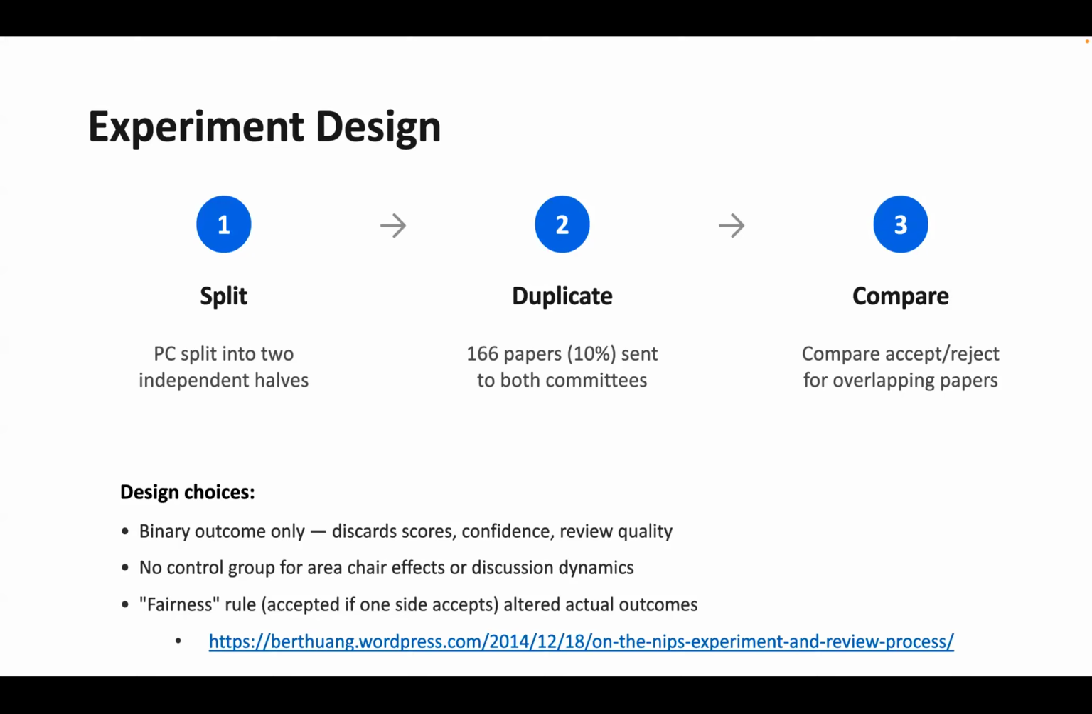Right? There is no control group for the area chair effects, as in the acceptance and rejection of a lot of these papers is decided based on the people who are chairing the community. They have a big say on which papers are accepted or not, and there are no control groups that account for these effects.